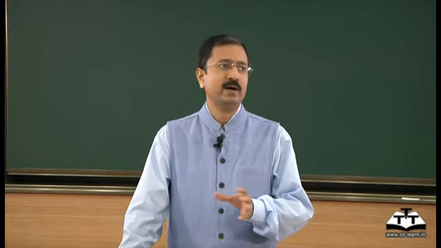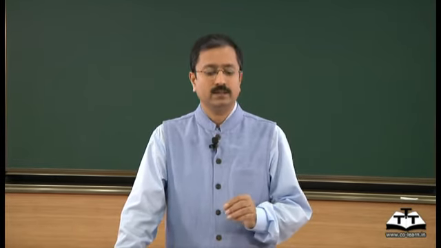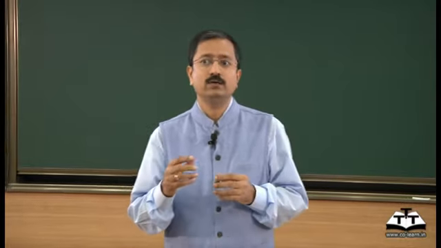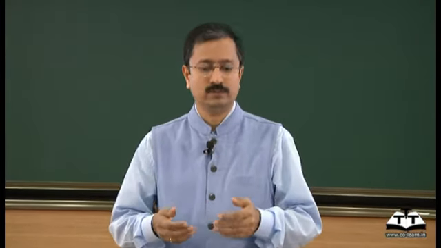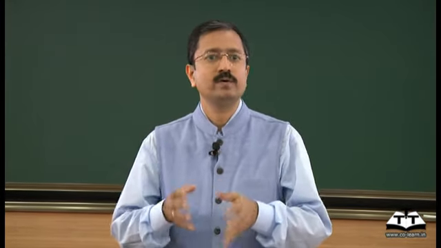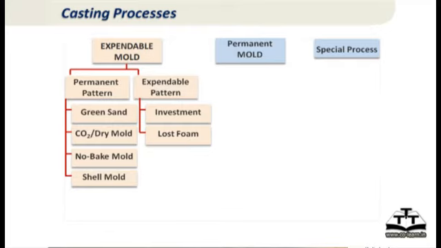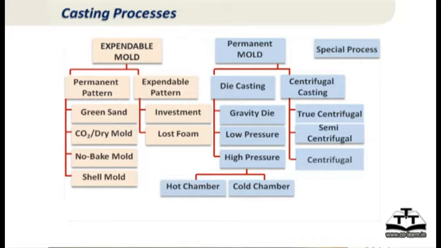Now on the expendable pattern side, we need a separate pattern to make every mold or every bunch of molds. In this case again we have two major processes. One is called the investment mold, where we use a wax pattern, or you may have the lost foam process, where you use a polyurethane foam. As we see a little later, within lost foam you may keep the foam in the mold and the metal burns the foam through and then flows, or you may burn out the foam before you pour the mold.